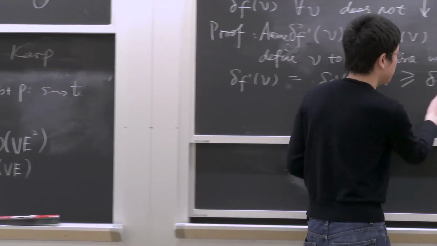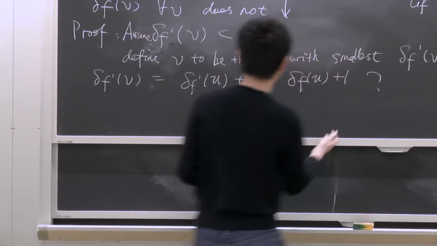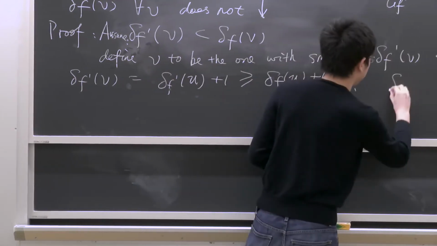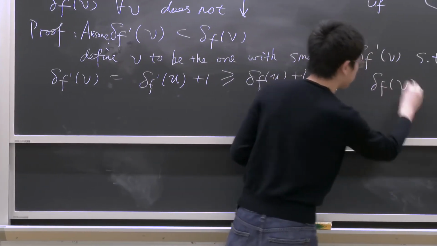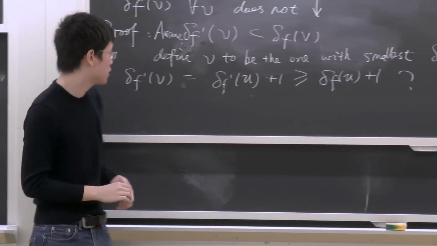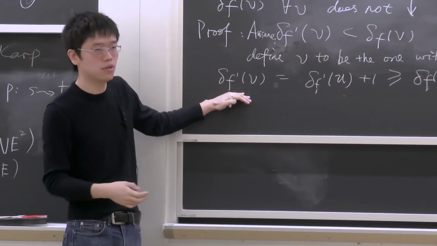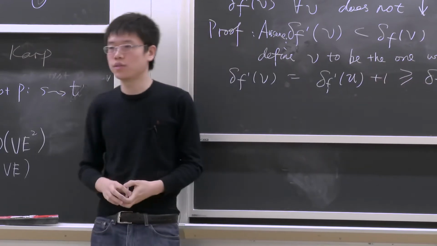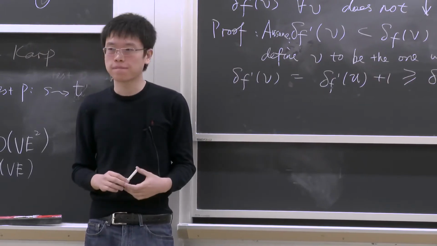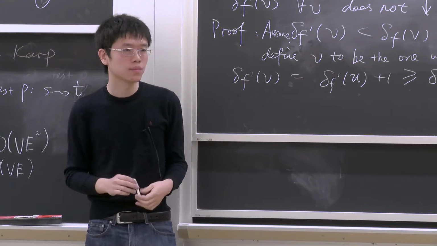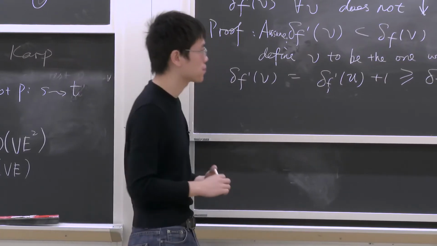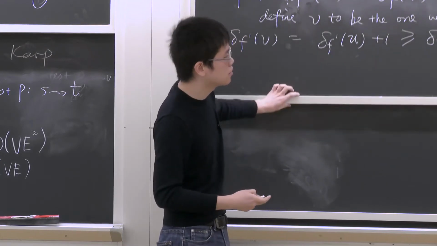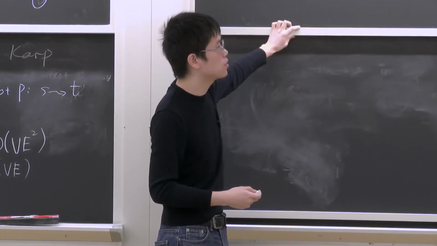Now, as the last step, of course we will ask, what's the relation between this guy and delta f of v? Because in the end we want to show a contradiction that delta f prime of v is greater or equal to delta f of v. This is another tricky part. So let me ask maybe a simpler question now.